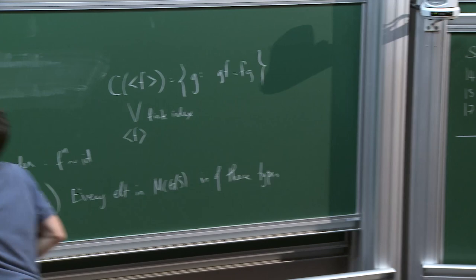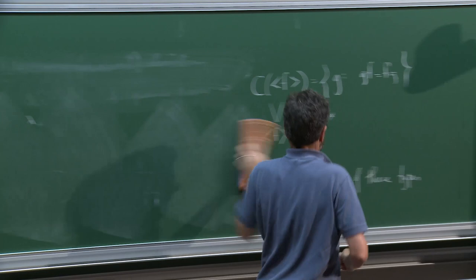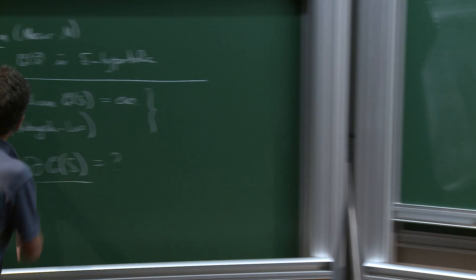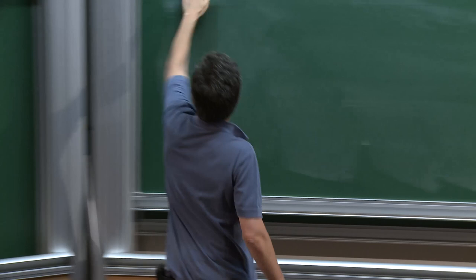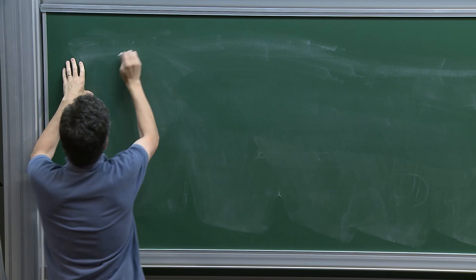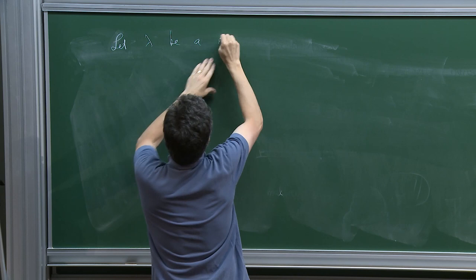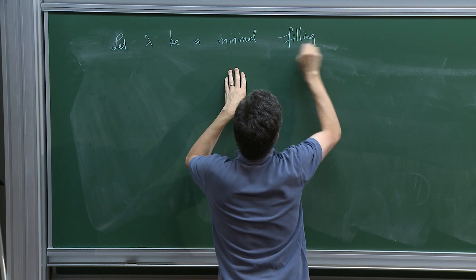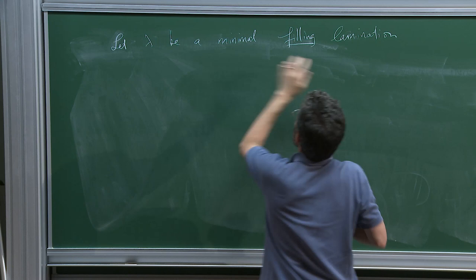Okay. So why did I go into this much detail? I want to tell you about this. Why is the diameter of this complex infinite? Okay, let me convince you why that's the case. So here's what you do. You pick, so let lambda be a minimal, I'm going to add one more adjective, filling lamination. So I told you that there were minimal laminations, but I can also make them filling.